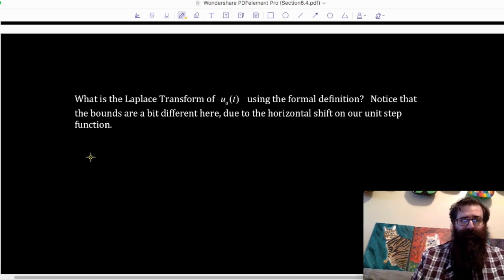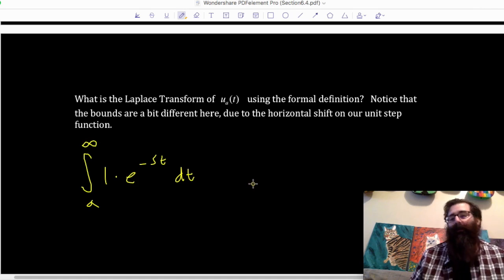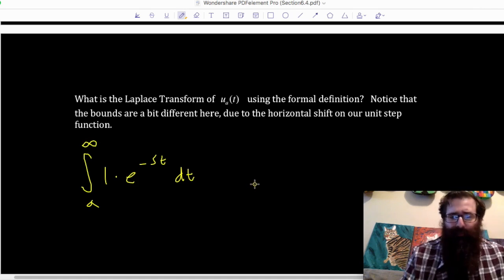So we'd say here I want to set this up, the definite integral of 1 times e to the minus st with respect to t. And my bounds should be not from 0 to infinity, but from a to infinity. Now this is an improper integral. We don't like improper integrals. We want to rewrite them as limits of proper integrals.